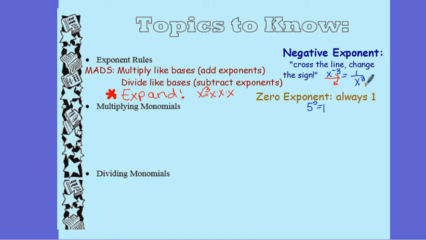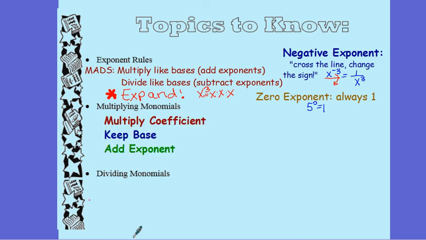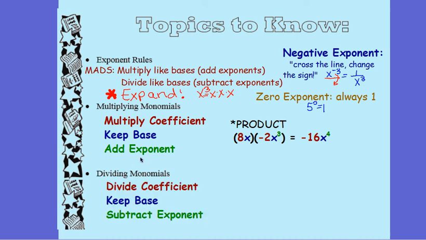Now, for multiplying monomials, we want to multiply coefficients, keep the base, and add the exponents. I have an example here for you. The word product is very important. Anytime you see product, that means the result or the answer from a multiplication problem. So it's telling us that we indeed have to multiply this 8x and negative 2x cubed to get negative 16x to the fourth power.